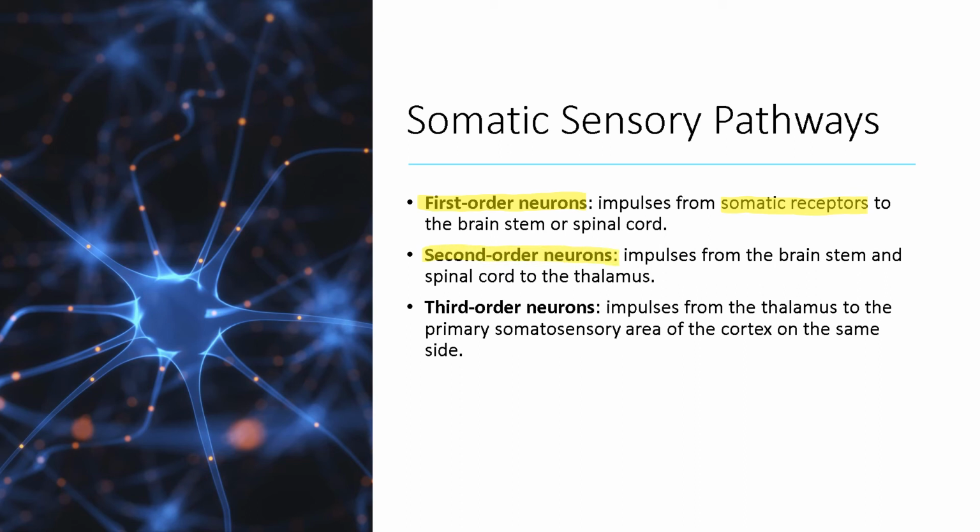Then the second order neurons are going to conduct impulses from the brainstem and spinal cord to the thalamus. So axons of second order neurons will decussate in the brainstem or spinal cord. Remember, decussate means to cross over to the opposite side. And then they're going to ascend to the ventral posterior nucleus of the thalamus. All somatic sensory information from one side of the body reaches the thalamus on the opposite side.